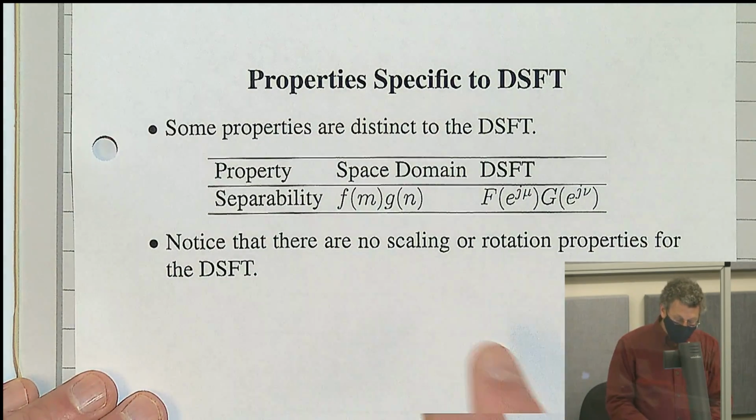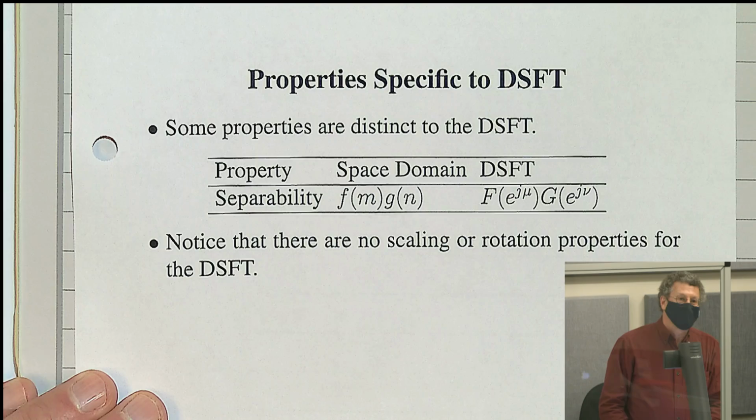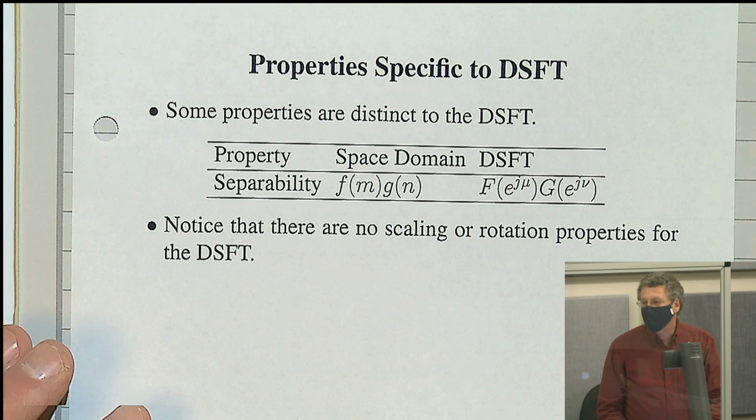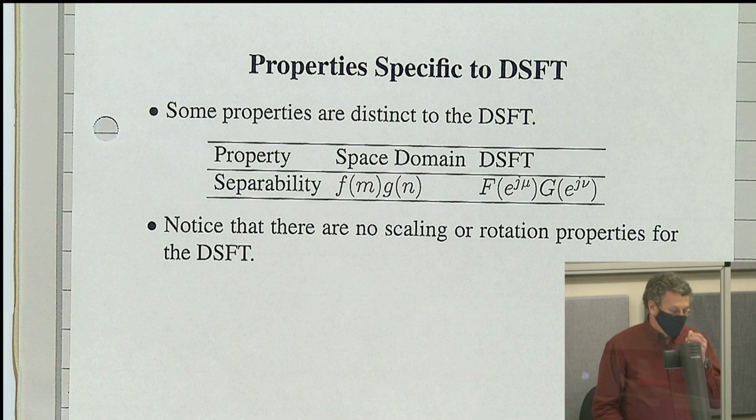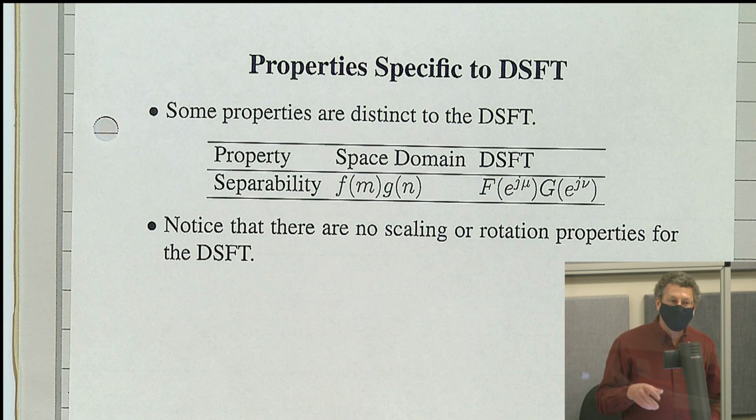And there's no scaling or rotation property. Why? Because you really can't scale a discrete space function. If you stretch it, the sample points are not going to fall on the correct grid. You can scale a continuous space function, but not a discrete space one. You also can't rotate it, because again the points won't fall on a grid anymore.